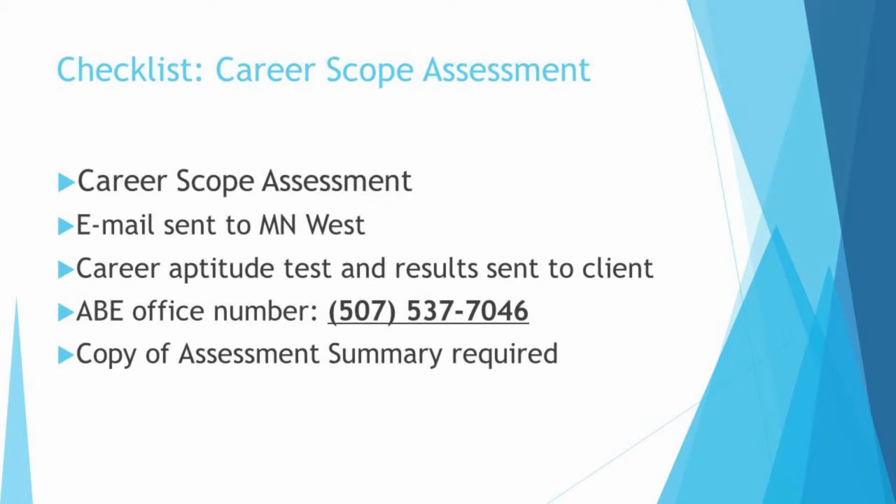If the student has not received this information in 4 to 5 business days, they should contact the ABE office for further assistance at 507-537-7046. A copy of the assessment summary, usually about 5 pages at the end of the assessment, is required for the student's ABE file as proof of completion.